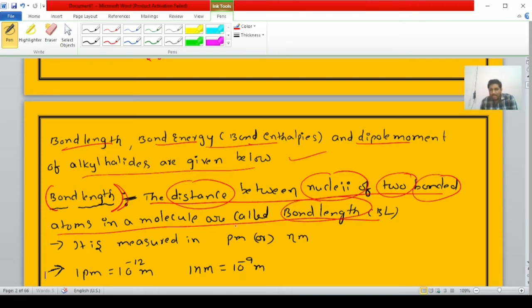The bond length can be measured in the units of picometers and nanometers. PM stands for picometer, NM stands for nanometer. 1 picometer is equal to 10 to the power of minus 12 meter. 1 nanometer is equal to 10 to the power of minus 9 meters.